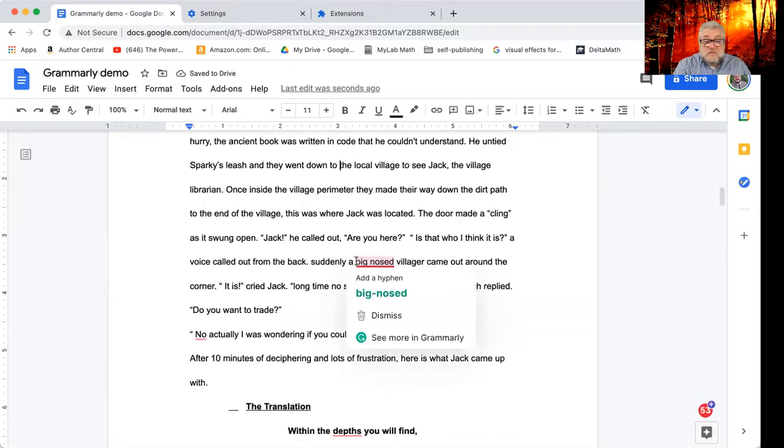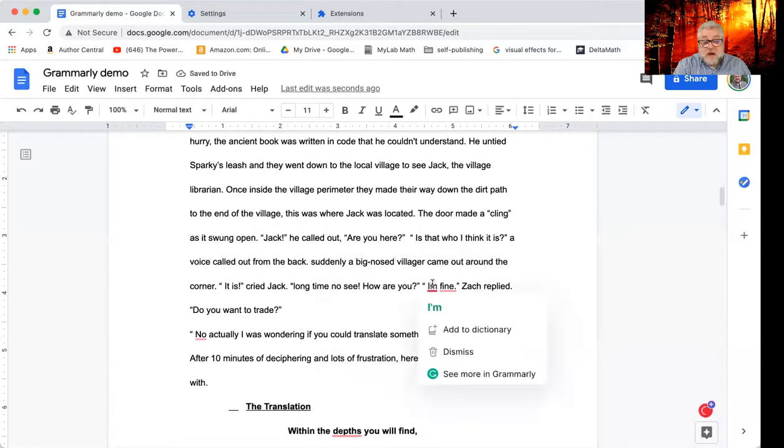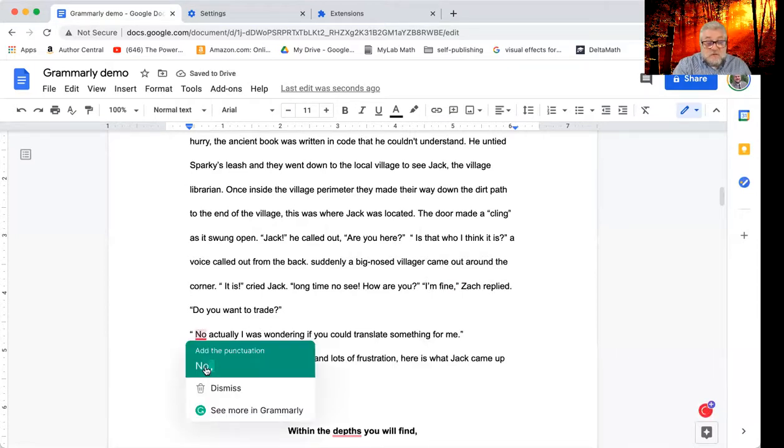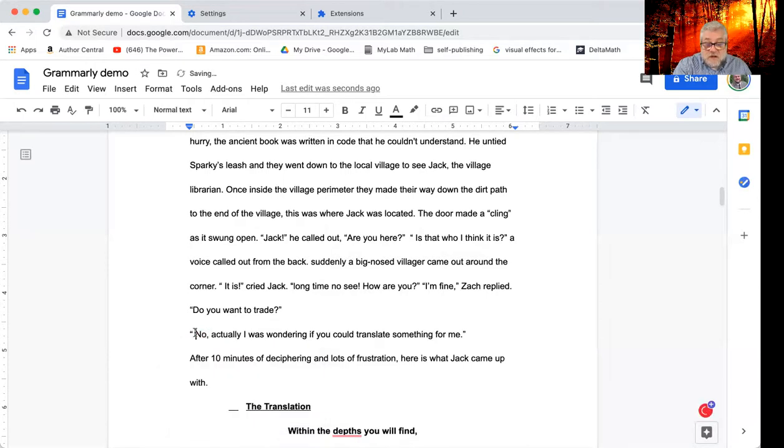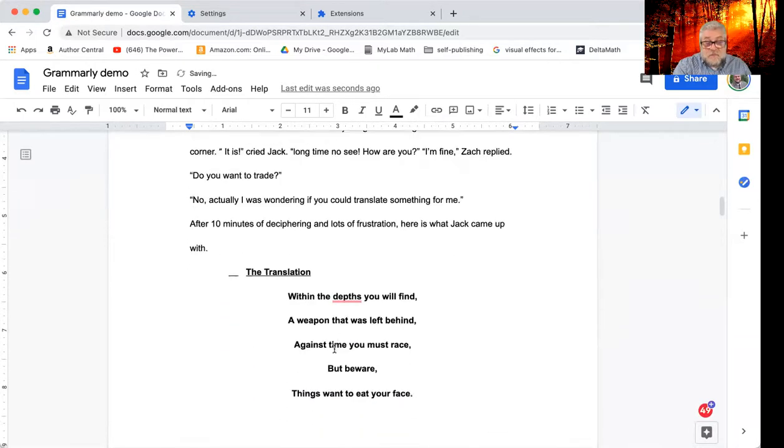Big nose. Usually when you have a word that's describing another descriptive word like this, you hyphenate them. So big nose should have a hyphen in between. And let's see, what's wrong with I'm? Well, it should be an apostrophe, right? I'm fine, and then we should end with a comma. And I can also see we should have no space there. So we should have a comma after no, and again, no space.